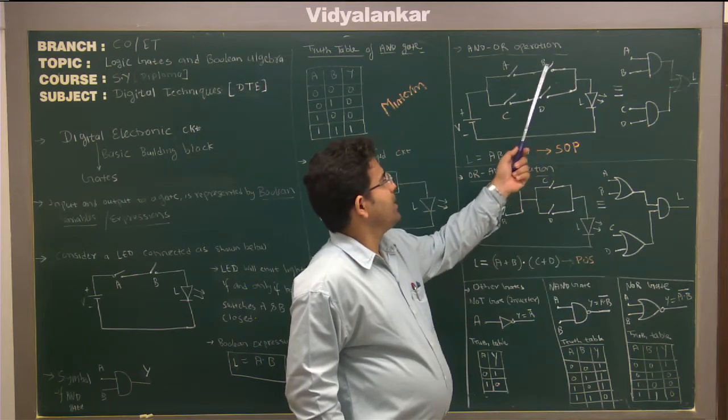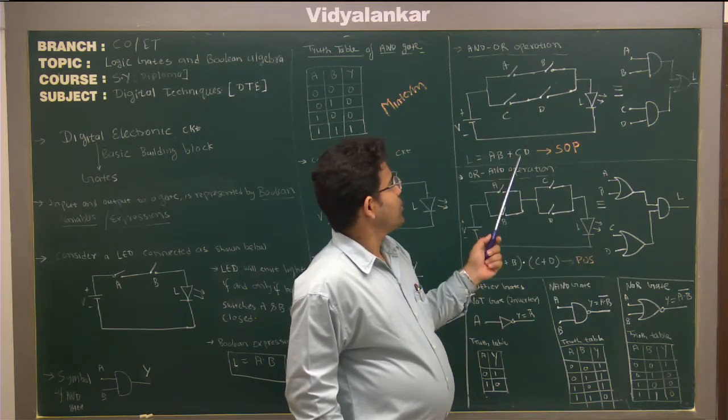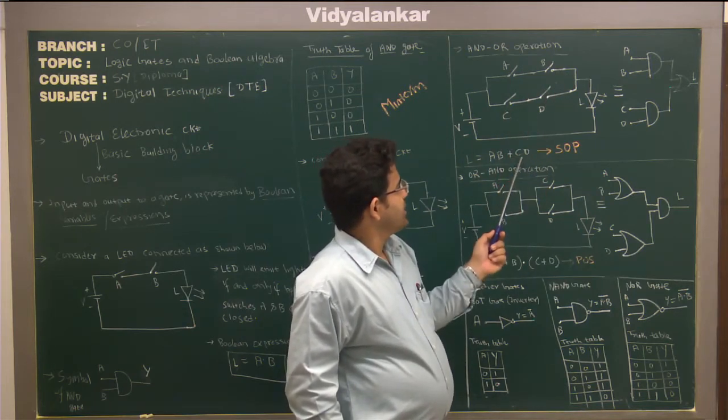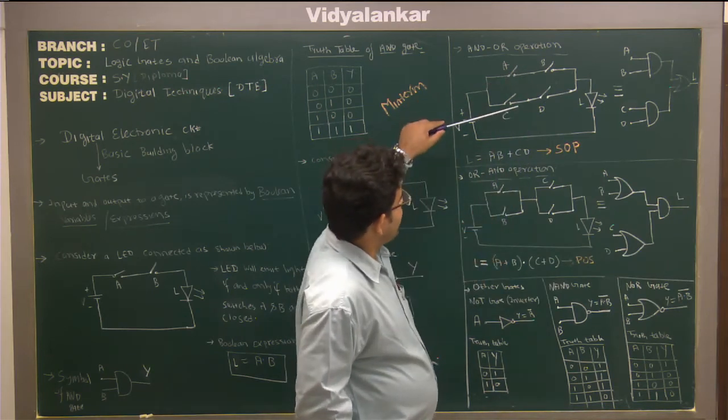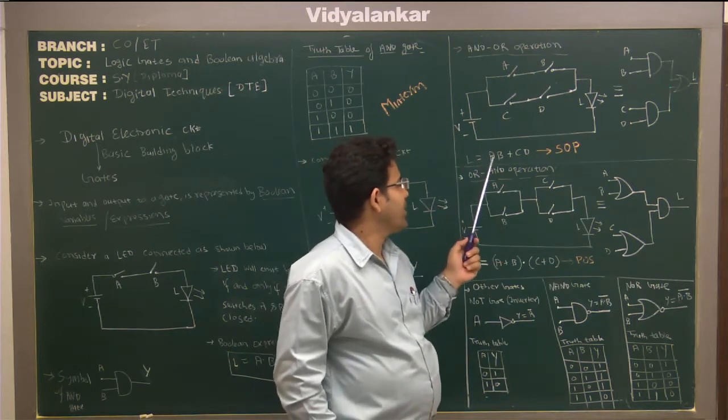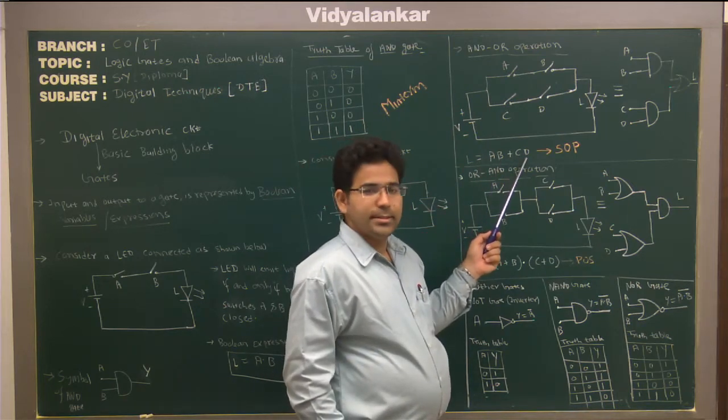So A and B are in series, so A into B. C, D are in series, so C into D, and both are in parallel. This arm and this arm is in parallel. So I can write this as AB plus CD.